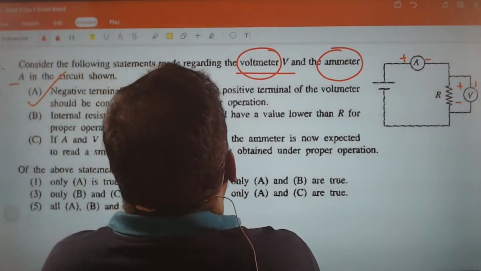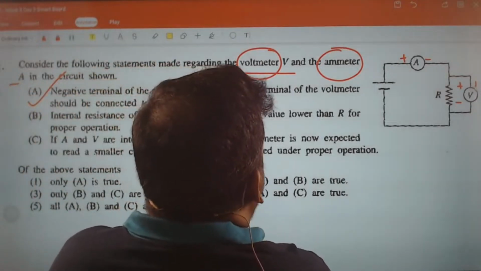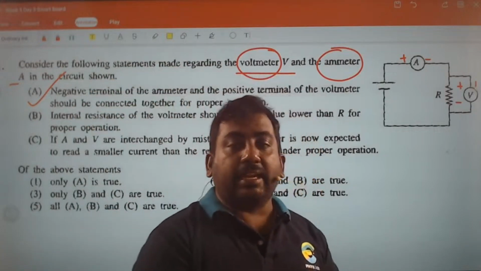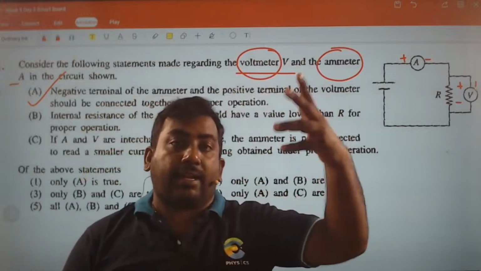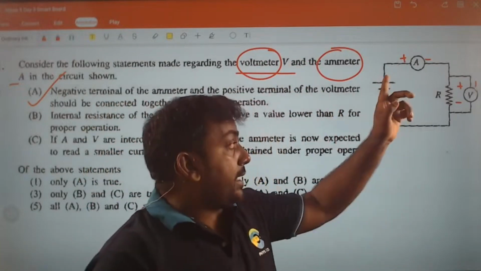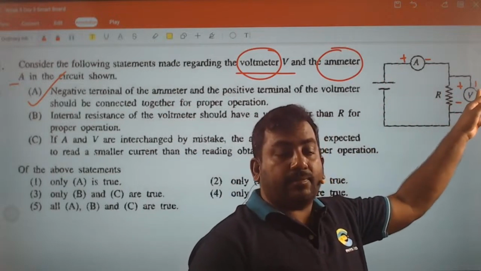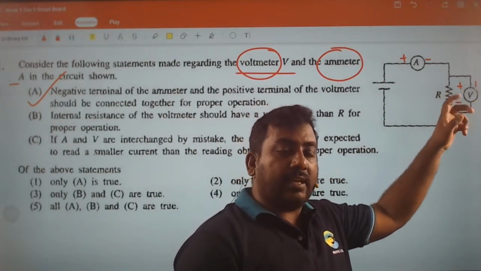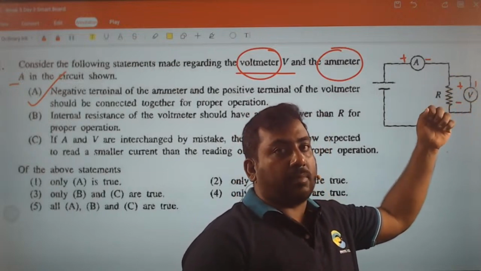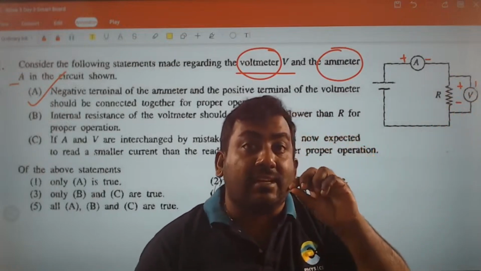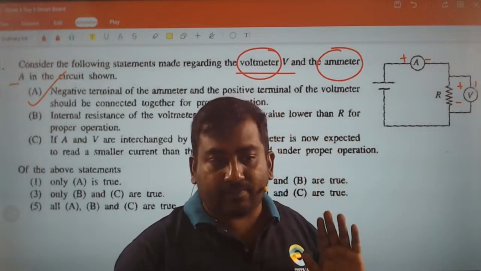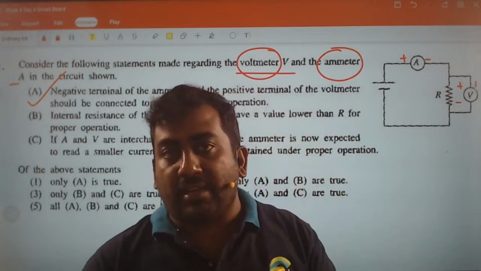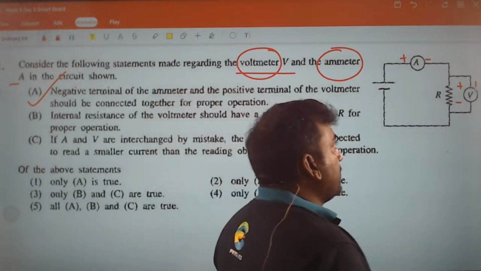Internal resistance of a voltmeter should have a value lower than R for proper operation. Actually, internal resistance should be infinite. If the resistance is small there, that means there is an effective resistance here. Current will go through the voltmeter and the voltage across the effective resistance is given. Now terminal potential difference, we have done the potential divider method. All of you know this.